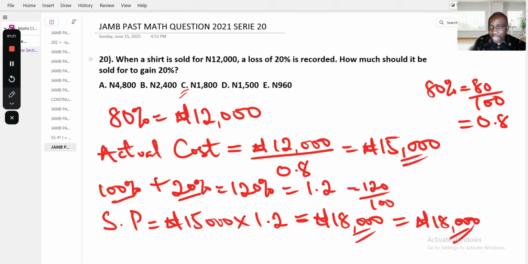Because the question says, how much will it be sold? It means that we are going to sell it at 18,000 to make a profit of 20%. This is the end of this part.